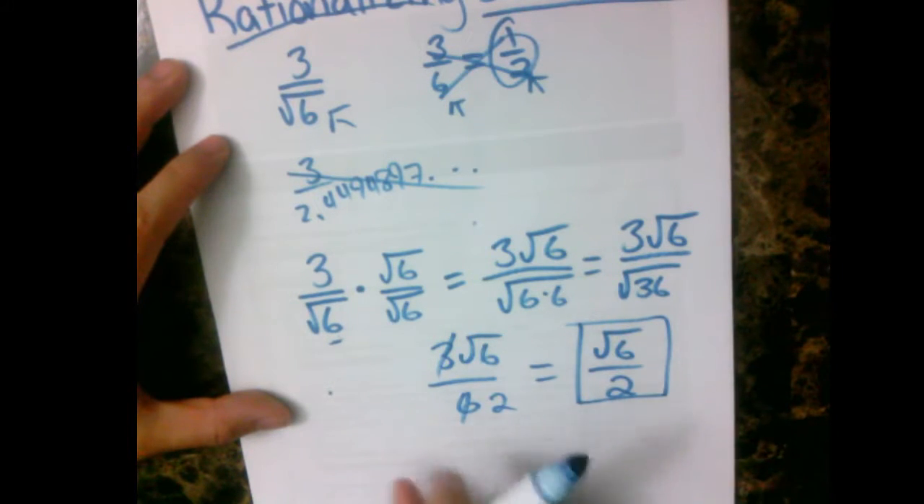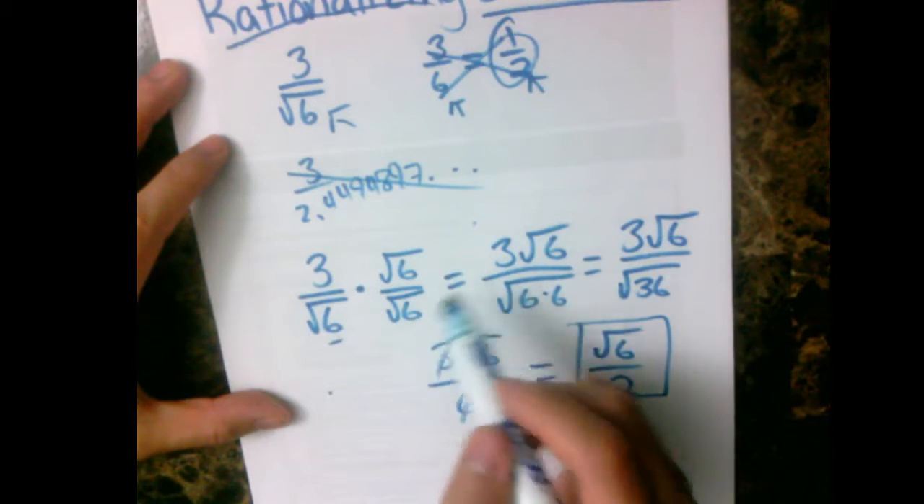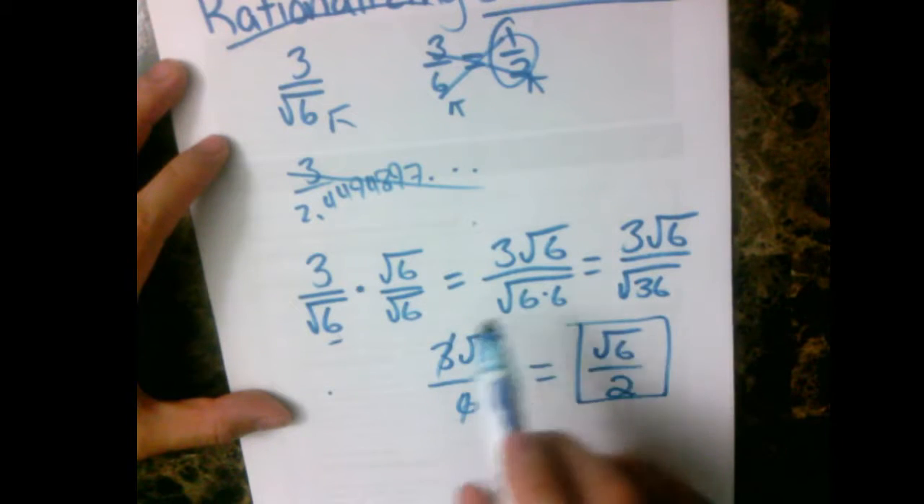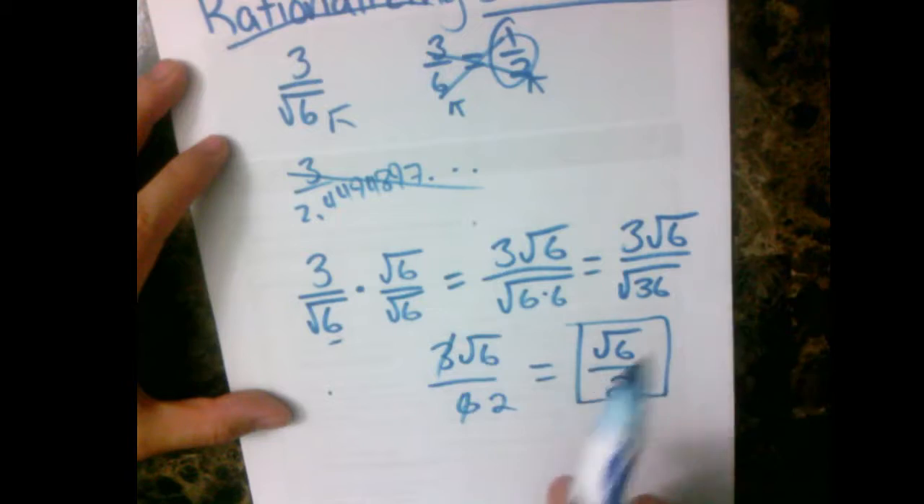Okay? So that's just how to rationalize the denominator. It's really only 2 steps. Multiply it by itself over itself, and then do the math. That's it. Your last step would be simplify. So multiply by itself over itself, simplify.